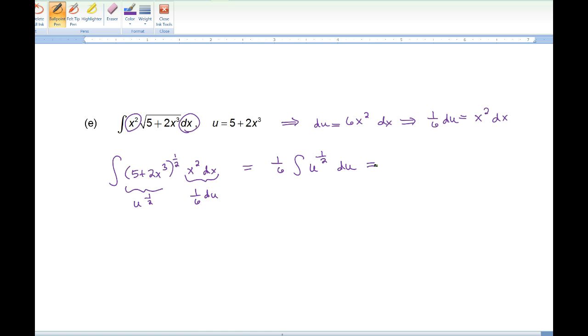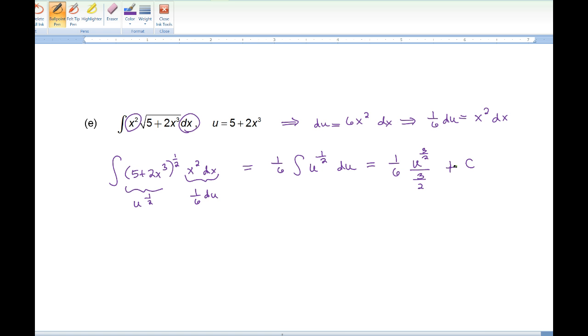Okay, so now we have just the power rule again. So it's going to be 1/6, and then u to the 3/2 over 3/2. Now, in terms of the 1/6 getting multiplied to c, we don't have to write plus 1/6 c. Just put plus c, it's a constant. It doesn't matter that we multiply by 1/6, because it'll still be c.